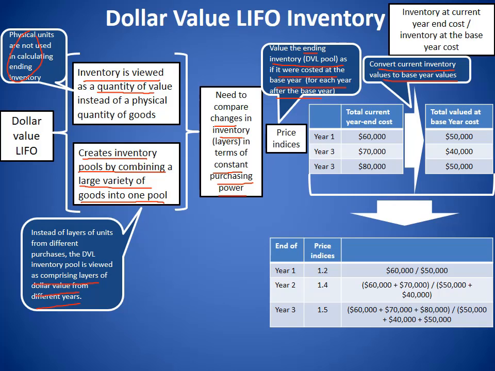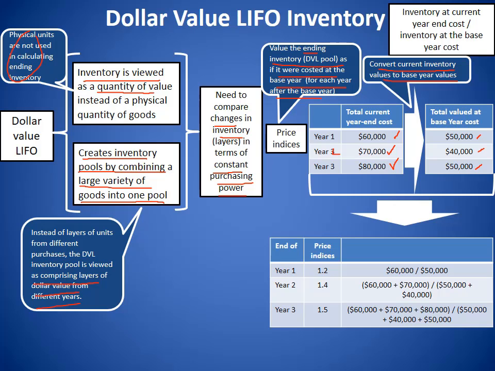In this case, we have a demonstration here where we're doing this for years 1, 2, and 3. And when we convert it, we have our total value at base year cost. Here's 50,000, then 40,000, then 50,000 in year 3. And interestingly enough, of course, I forced this to be this way, but you'll notice every year we show an increase in our year-end cost in current year terms.